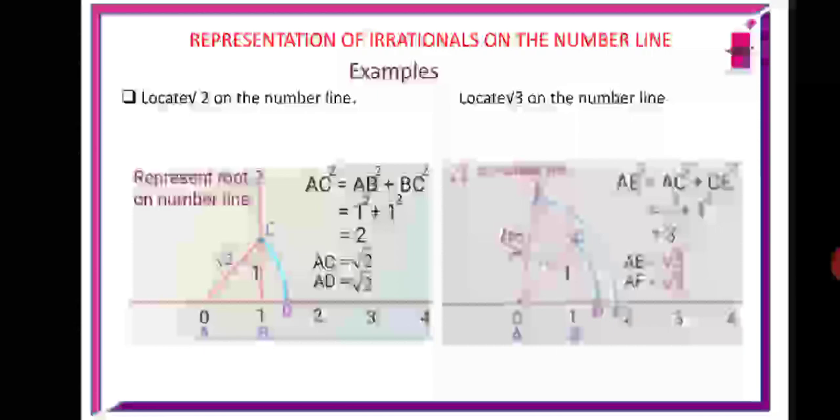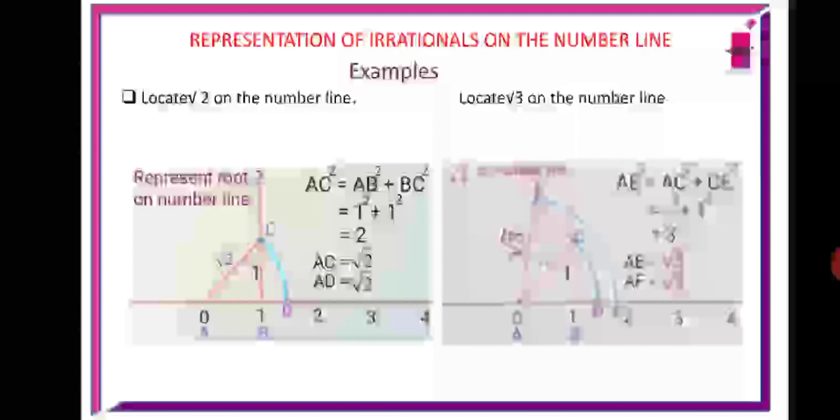Generally, the hypotenuse of a right triangle with two sides as 1 unit is root 2. As we know, the hypotenuse square equals side square plus side square, that is equal to 2. Hypotenuse square equals 2, then hypotenuse equals root 2. So based on this Pythagoras theorem, we are locating root 2 on a number line.